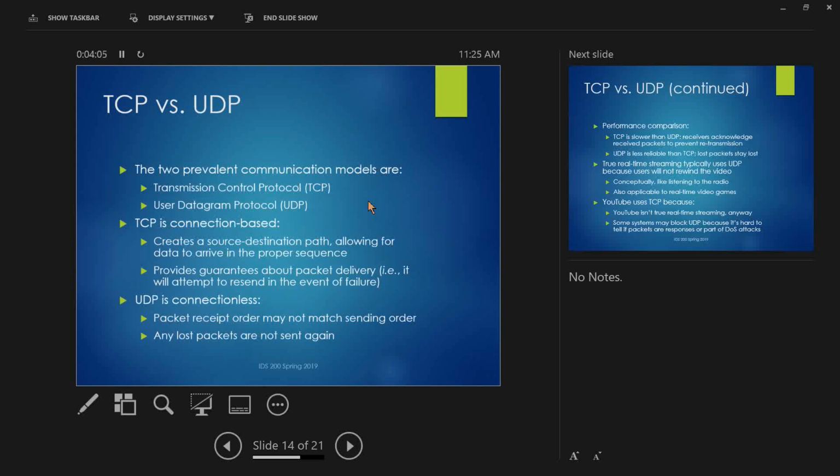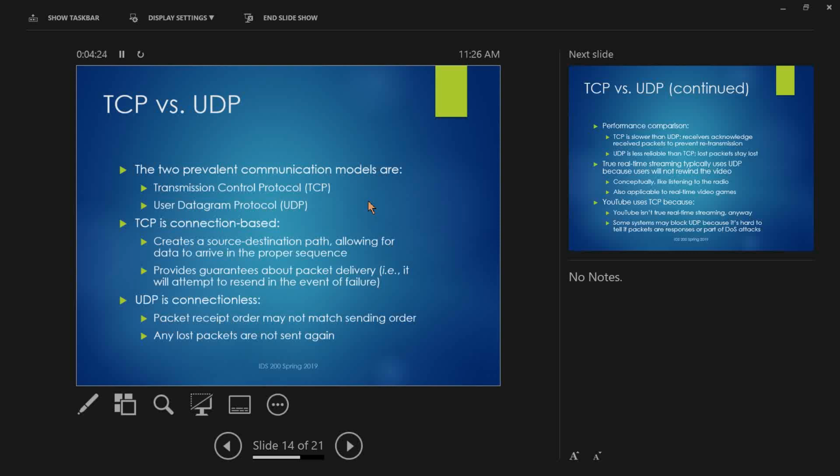And the other thing, different packets might all be sent on different paths. There's not one single source-to-destination routing path. So different packets, since they're sent separately, can travel on different paths. So that means the packet receipt order might not match the sending order. It's very likely that some packets will end up out of sequence.